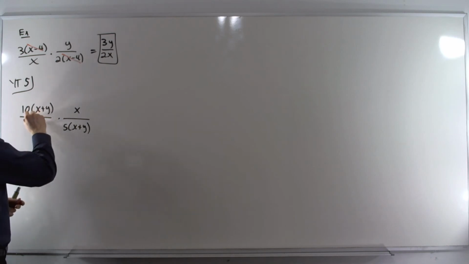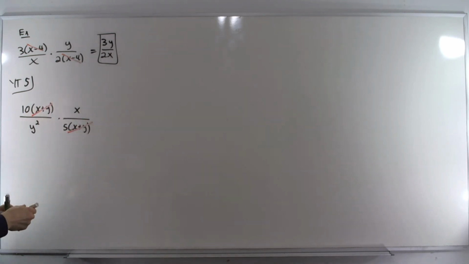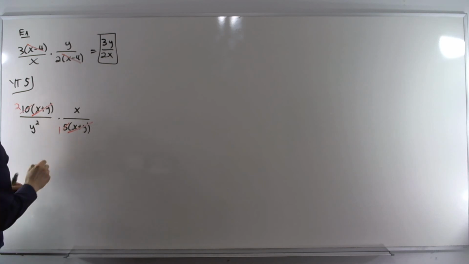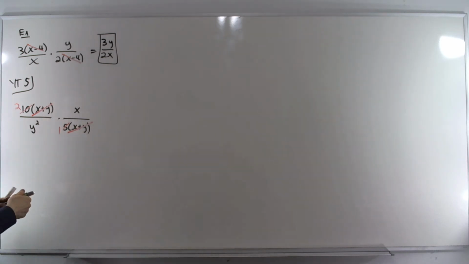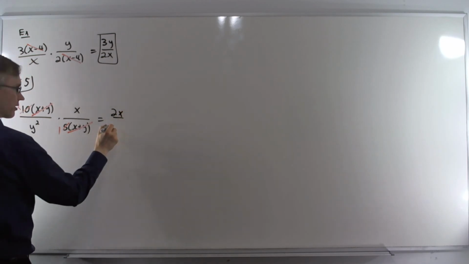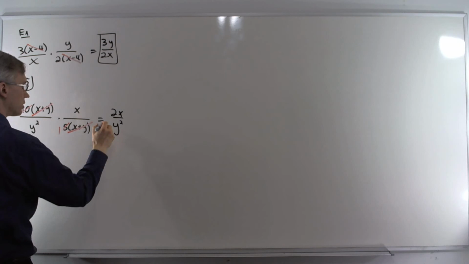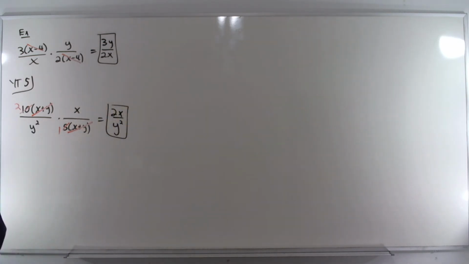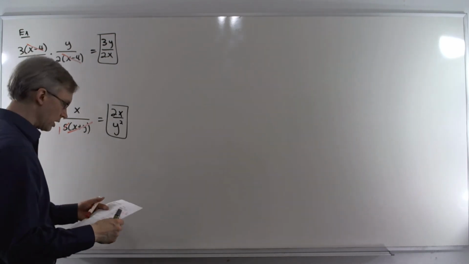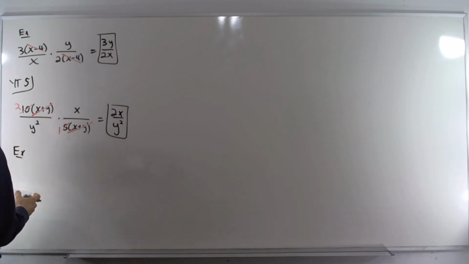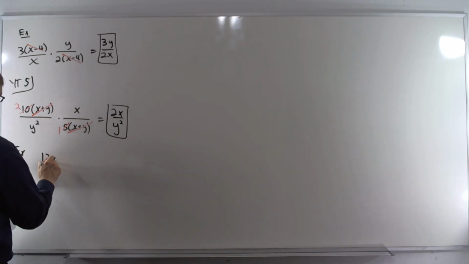So we got a nice cancellation here, x plus y. That binomial is gone. And now we've got a fraction we can reduce. We have 10 on top, 5 on the bottom. So 10 divided by 5 is 2, so we get 2 on the top, 1 on the bottom. And now we can multiply straight across, 2 times x, and y squared on the bottom. 2x over y squared. So that one came pre-factored. Next one is not pre-factored. So first step is going to be to factor.